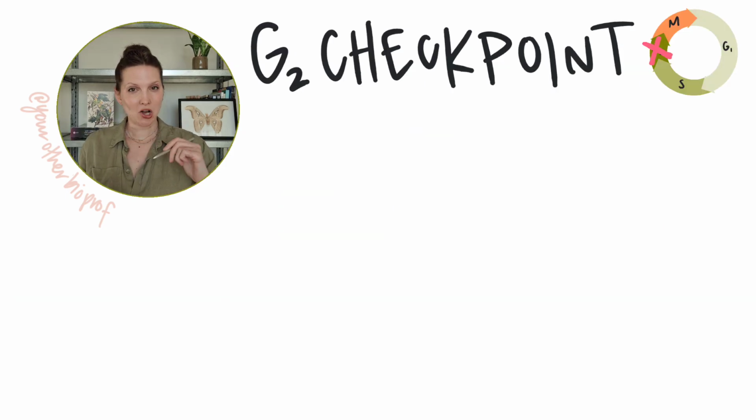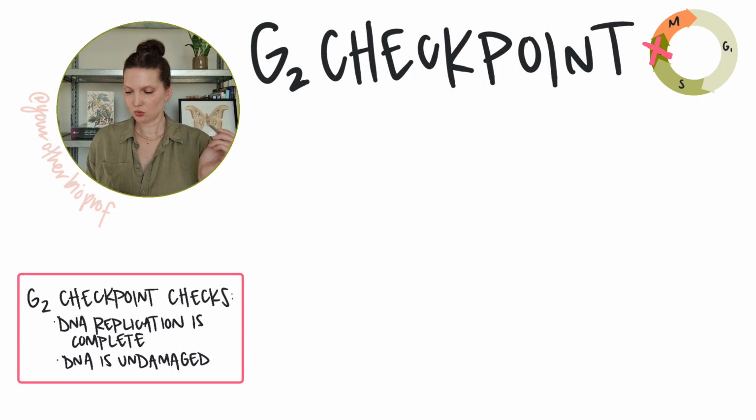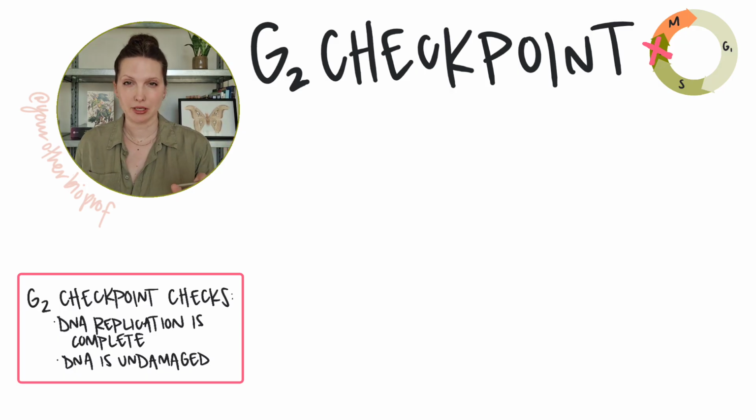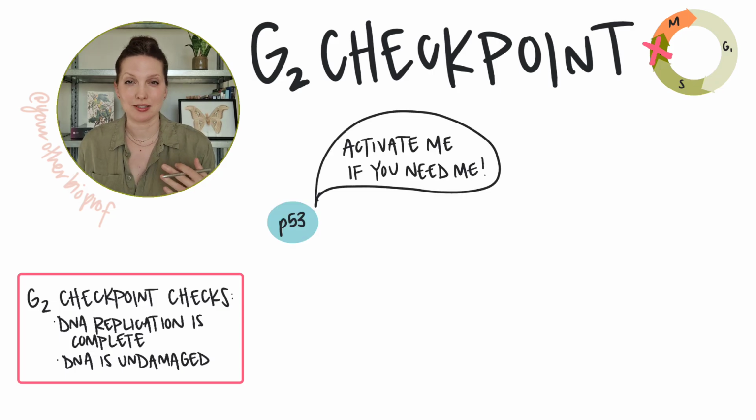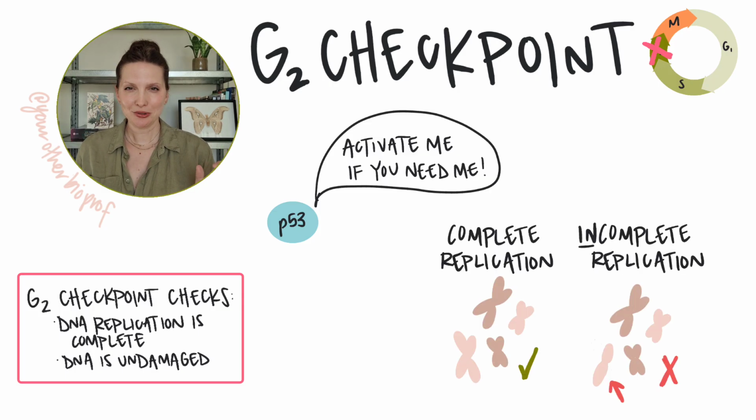Now, if a cell gets the all clear and is allowed to progress through that G1 checkpoint, it'll copy its DNA during the S phase and meet the next major checkpoint in G2, the last stage of interphase. So what's on our checklist at this point? Well, as always, we're looking for DNA damage, and we already know what happens if we find that. But we're also looking to make sure that all of the DNA was properly replicated. We don't want to go into mitosis if DNA replication isn't complete.